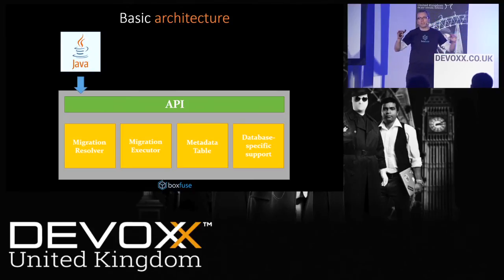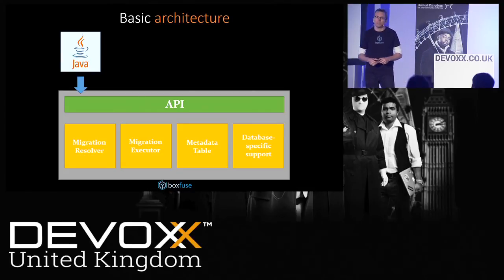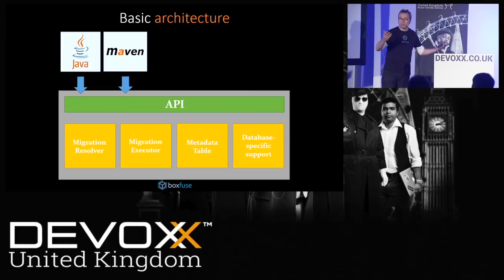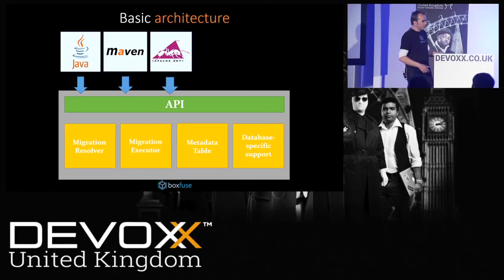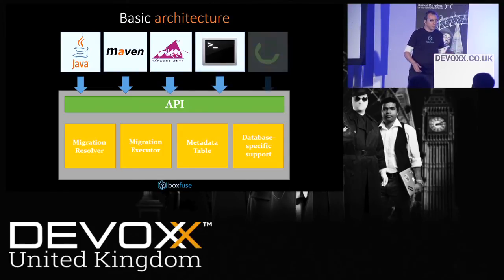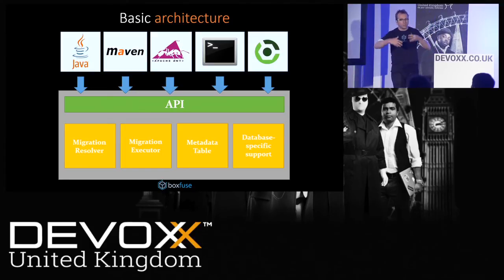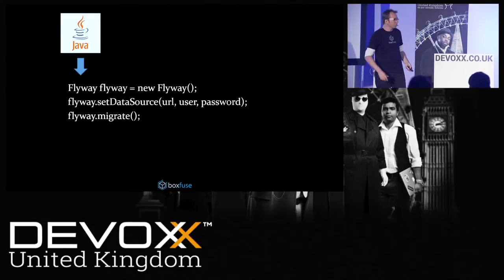Everything is using the API. So all clients are on equal footing, whether it's your own Java application or our Maven plugin that we ship, or the Ant tasks, or the command line tool, or Gradle, or whatever other client there. It's all on equal footing. So everything we can do, you can do as well.